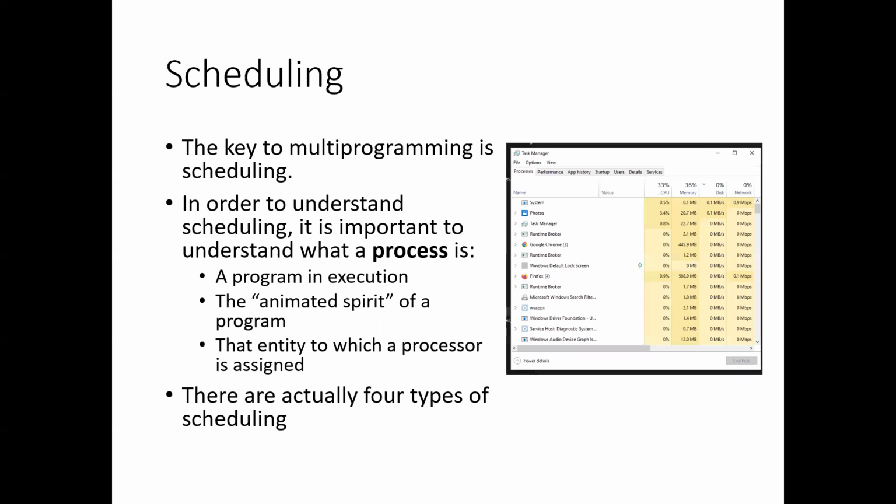So another major thing the operating system needs to do is scheduling, and the key to multi-programming is the scheduling. In order to understand scheduling, it's important to understand what a process is. And there are three different definitions. One is a program in execution. The other, which is a favorite of mine, is the animated spirit of a program. And the entity to which a processor is assigned is the third definition.